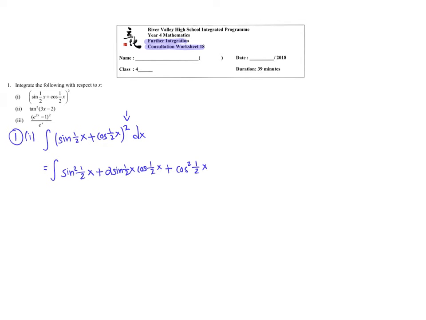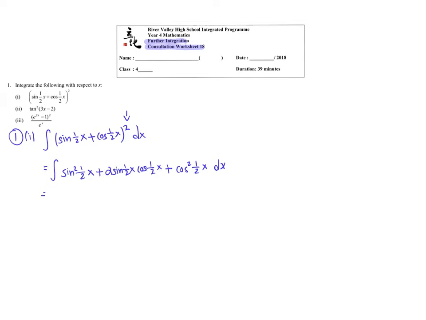Without further ado, let's begin question 1, part 1, where we are supposed to integrate (sin(x/2) + cos(x/2))² dx. As we see here, we are unable to immediately integrate the function because of the square, so we need to perform a quadratic expansion to give sin²(x/2) + 2 sin(x/2) cos(x/2) + cos²(x/2) dx.